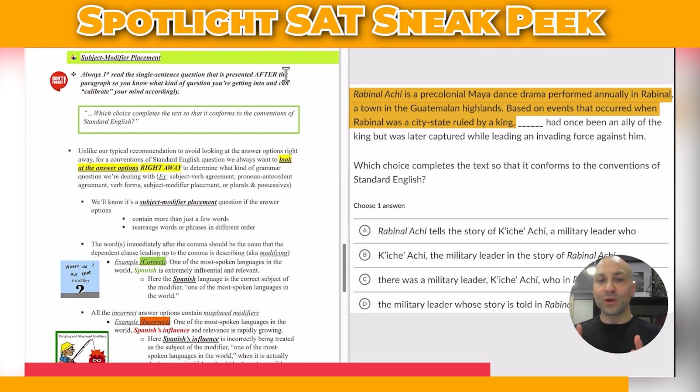And now here's what's important. Notice, you got to be really clear. What are we talking about? What is based on events that occurred when Rabinal was a city-state ruled by a king? Well, we've already talked about this pre-colonial Maya dance drama called Rabinal Achi. So what should come right after the comma? The thing that's based on events, right? This drama. So let's right away go to the answer options and start ruling some things out here.